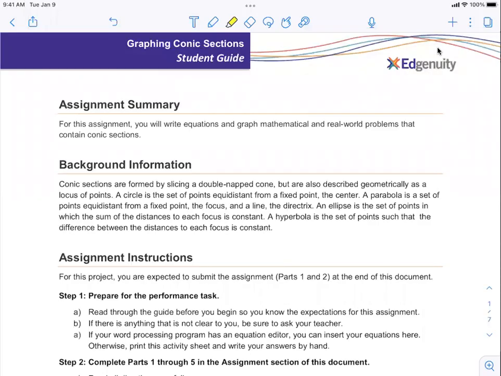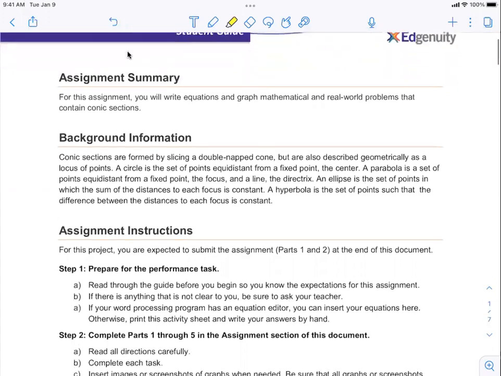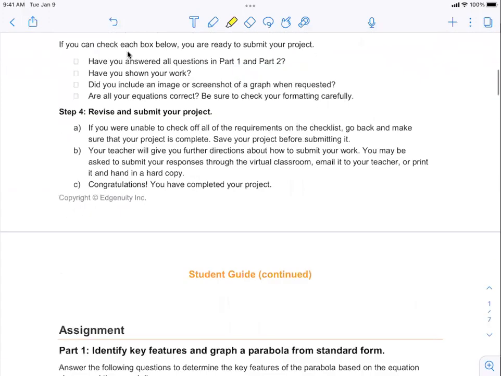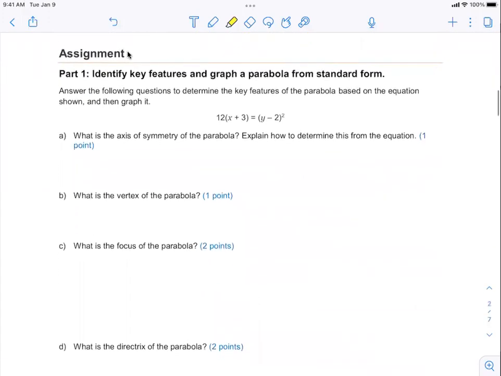All right, so this performance task, not performance task project, whatever it is here for our class, is graphing conic sections. So if you read through the instructions, they kind of give you an idea of what's going on. But we'll just jump right into this here. So for part one, identify key features and graph a parabola from standard form.